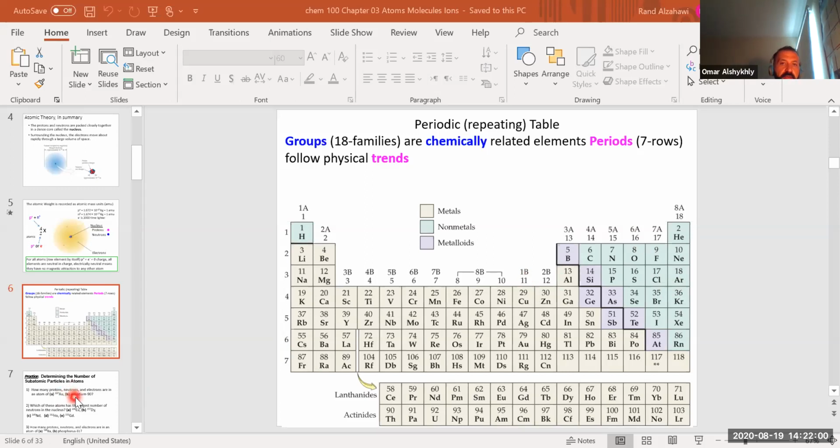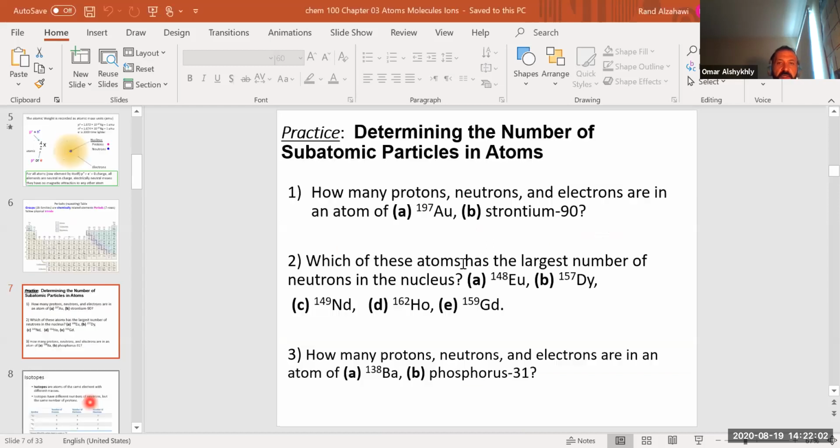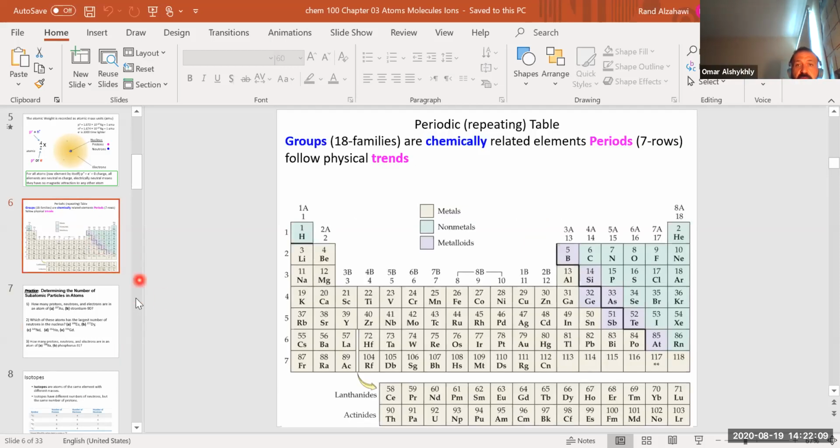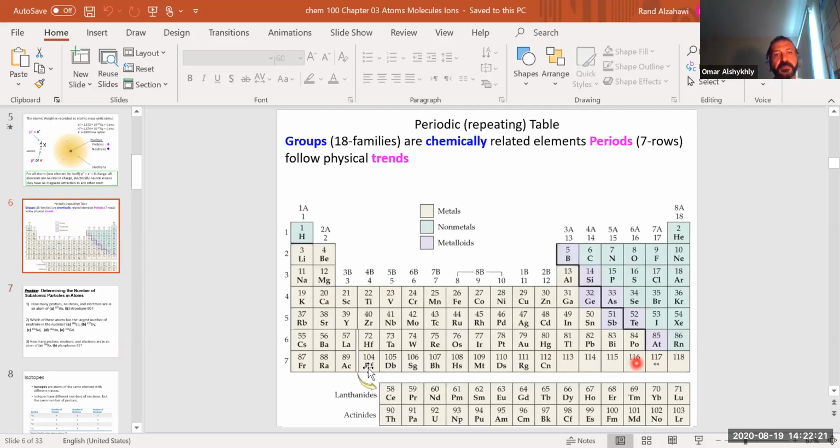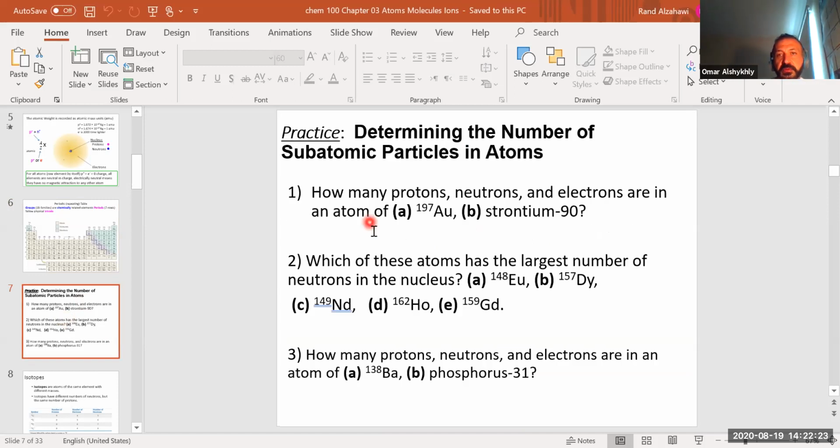Let's keep going and see here. We learned how to determine the protons, neutrons, and electrons. We will use the periodic table to answer this question. Guys, I already posted the periodic table in the module in Canvas, so you can use it, which has all 118 elements. Now look at this question. What will the type of question be like for the subject? For example, how many protons, neutrons, and electrons are in an atom of Au?